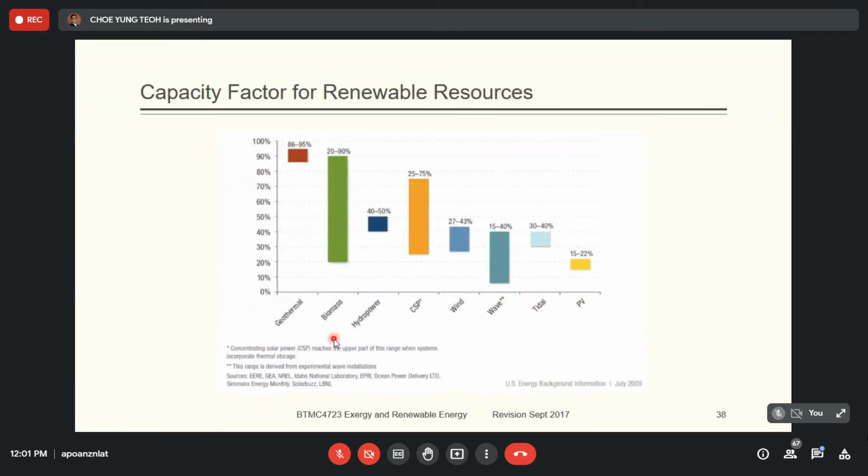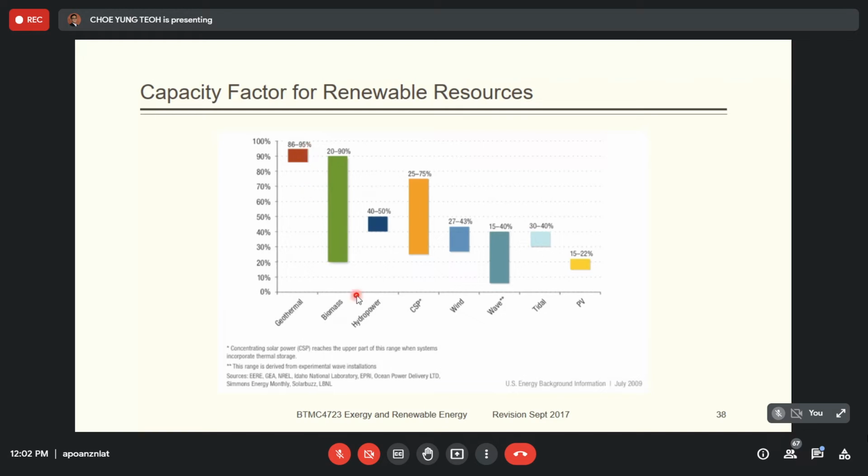Yeah, this is the capacity factor for renewable energy. You can see that geothermal has the highest capacity factor, from 86 to 95%. It means that, okay, let's talk about 95%. It means that this geothermal power plant is able to produce the rated power almost all the time, 95% of the time. So it's definitely very, very good.